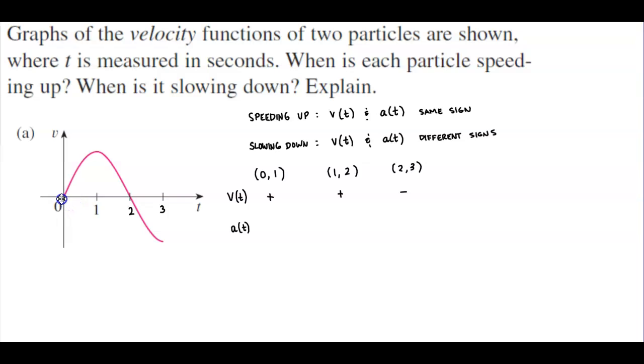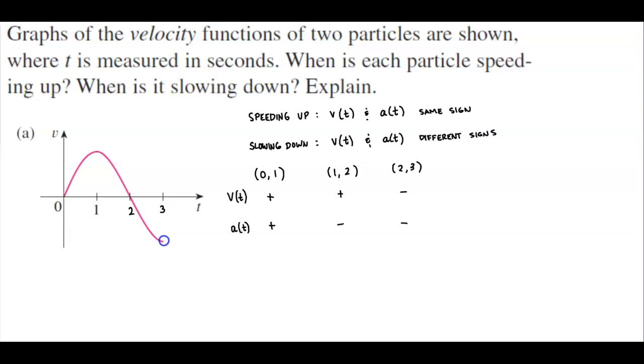Now the acceleration function is determined by whether the velocity function is increasing or decreasing. So if we take a look at the velocity function from 0 to 1, we can see that it's increasing. So if it's increasing, that means it is positive in the acceleration. Now, if we look at the interval from 1 to 2, we can see that that part is starting to decrease. So since it's decreasing, then the acceleration is going to be negative. And then from the interval between 2 and 3, we can also see that it's decreasing again, so therefore it is negative.